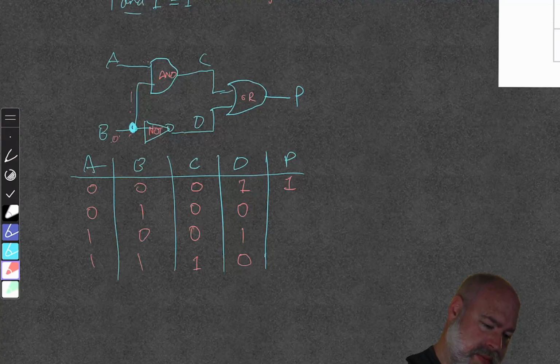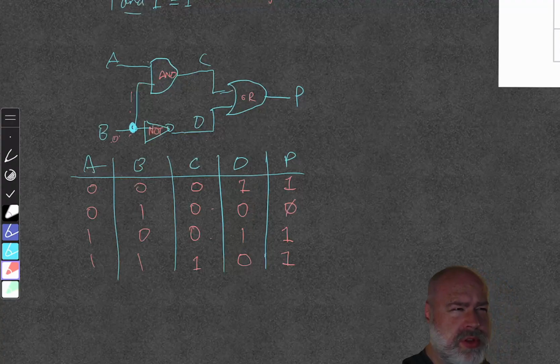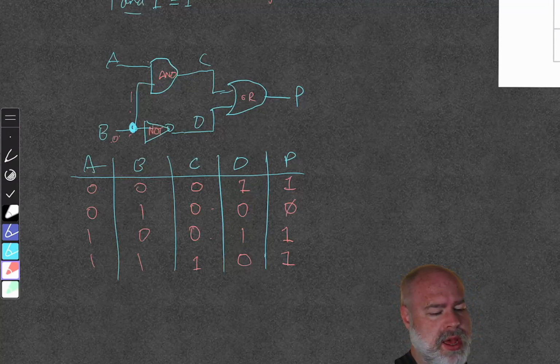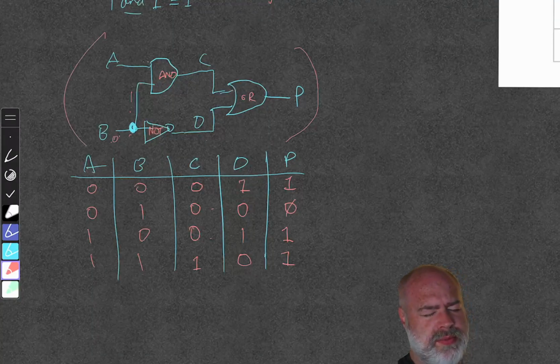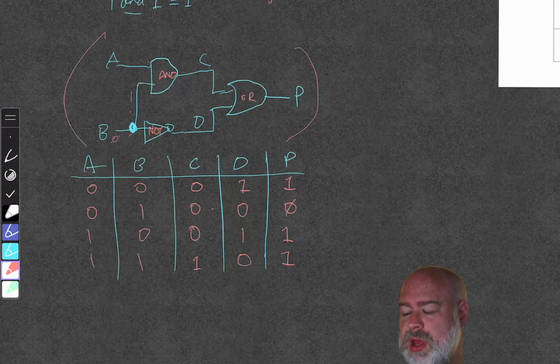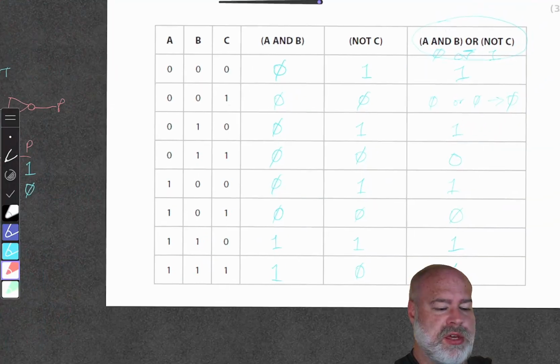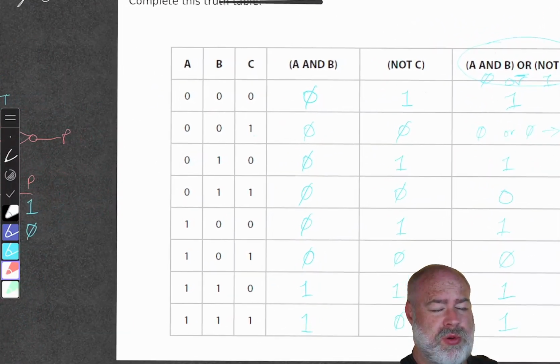And then P is C OR D. So 0 OR 0 is 0, 0 OR 1 is a 1, and a 1 OR a 0 is a 1. And that would be a demonstration of how you could combine logic gates and create a truth table based on a logic diagram. You don't really need to worry too much in Edexcel about the diagrams. I'm pretty sure that they've removed it from the specification. But they will likely ask you about truth tables and being able to fill them out.